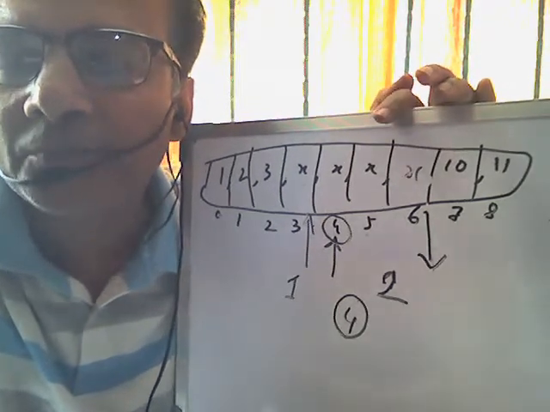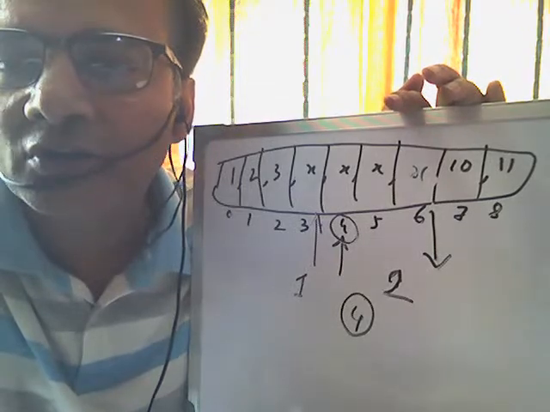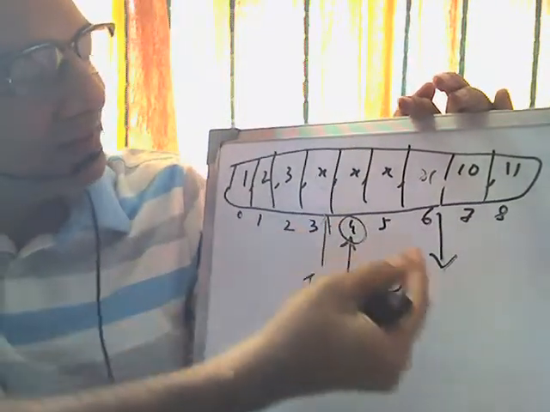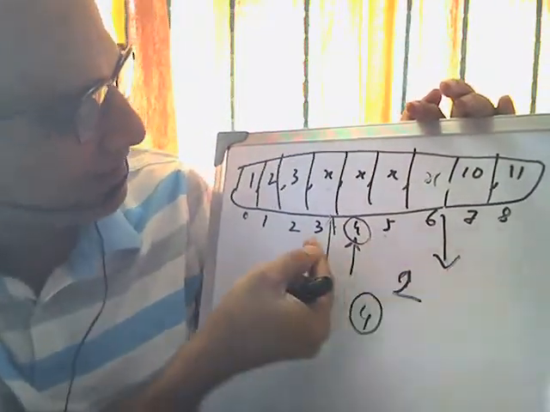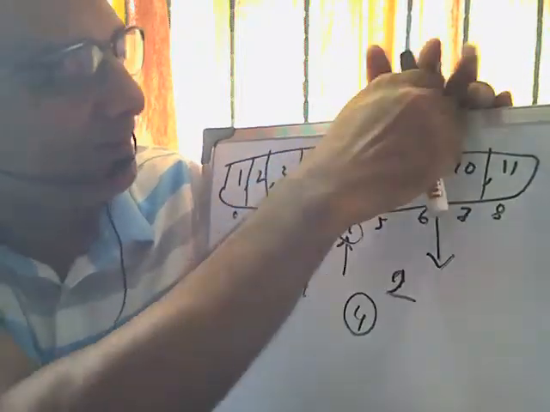After obtaining the first occurrence of x and the last occurrence of it, what is the next step? The next step is the last occurrence minus first occurrence plus 1. That's it. Actually, you know this.